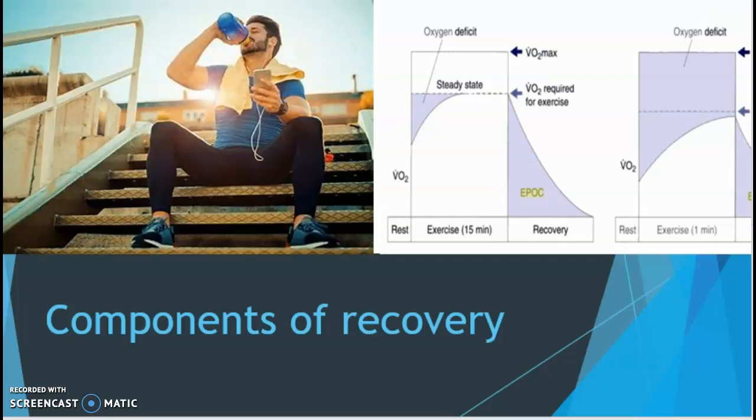There are many different components of recovery that assist in returning the body to its pre-exercise state. As you can see from the graph, the recovery begins instantly after exercise. However, the levels of oxygen that were consumed during exercise are a factor in how the body recovers.